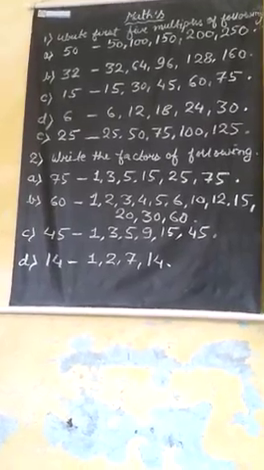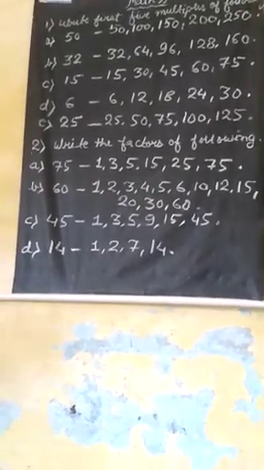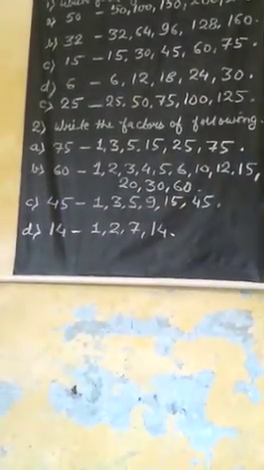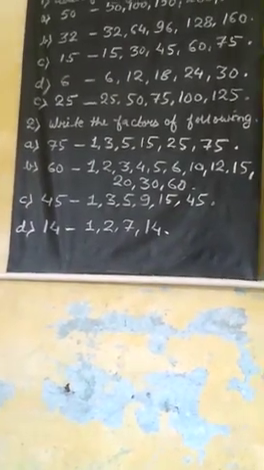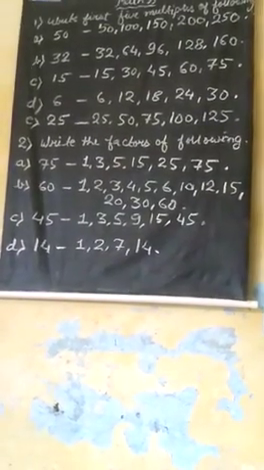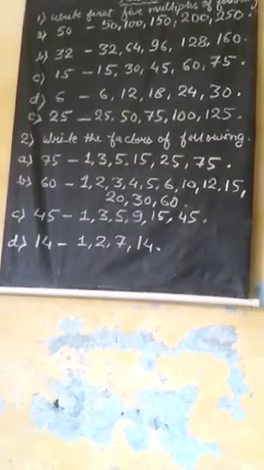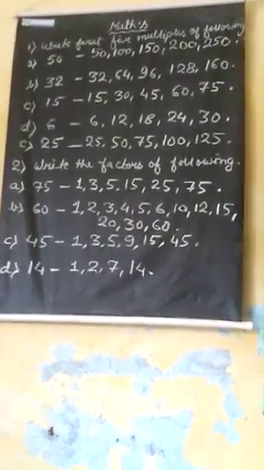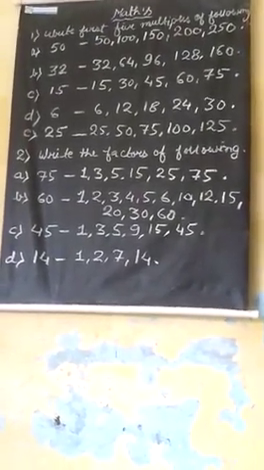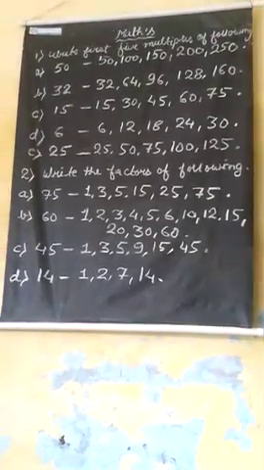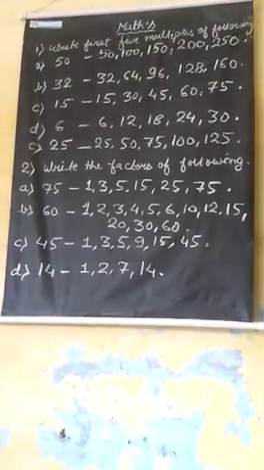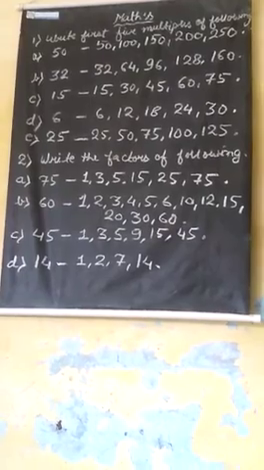Multiples of 15: we multiply by 1, 2, 3, 4, 5, or we write the table of 15: 15, 30, 45, 60, 75. These will be multiples of 15. As for the multiples of 6, means the table of 6: 6, 12, 18, 24, 30. These are multiples of 6.